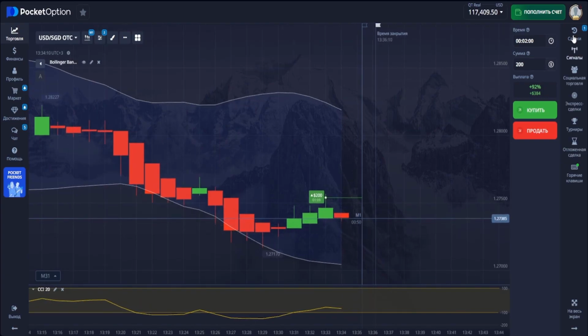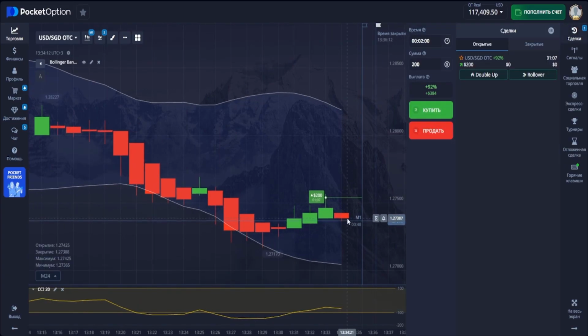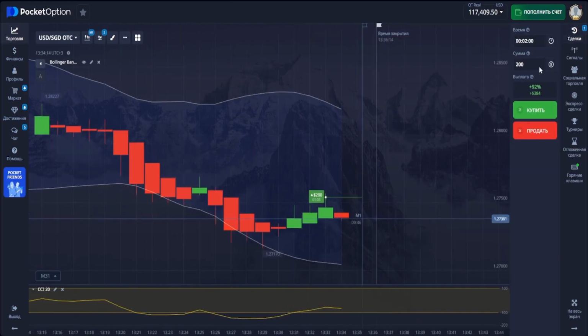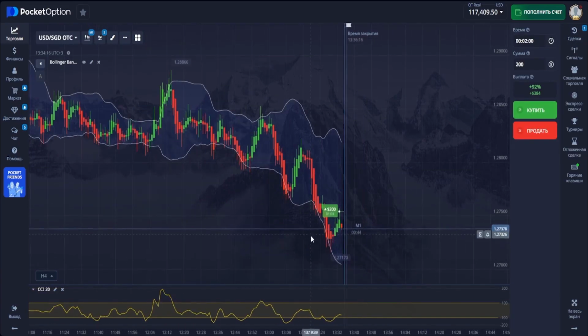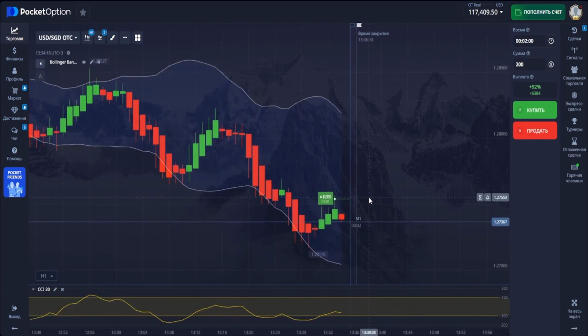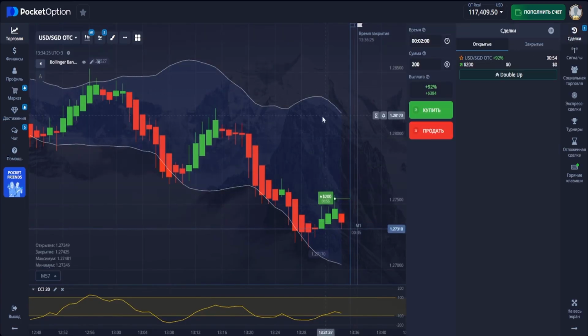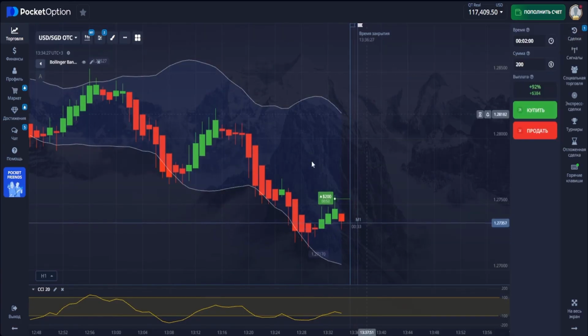Here, guys, we'll make a recovery trade if the candle closes green. And obviously, if it closes red, we won't make a recovery trade here because most likely the downward movement will continue. So there's no need to rush. We just wait for the trade to close. 1 minute left. And after that, we'll decide what to do next.